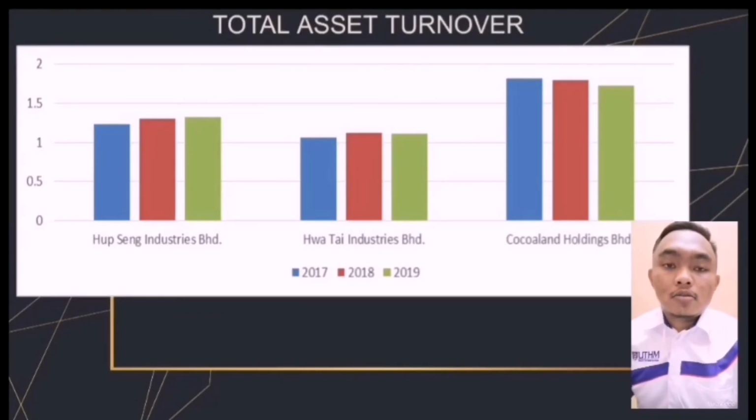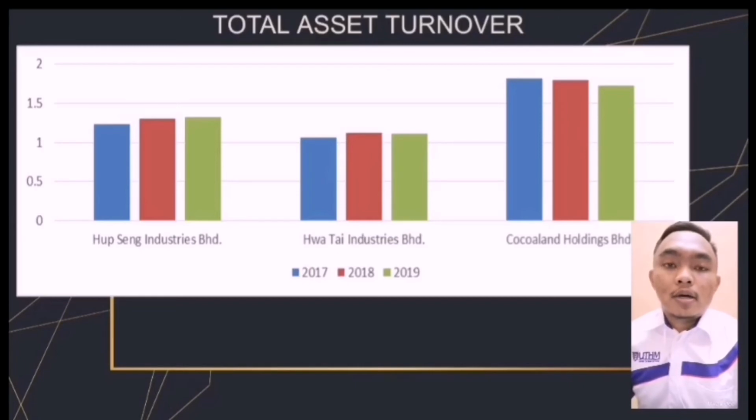The next is total asset turnover. From the graph, it shows the total asset turnover for Hap Seng Industries Berhad increased from 2017 until 2019. The graph in 2017 is 1.23, 2018 is 1.34, and 2019 is 1.32. Meanwhile, Watai Industries Berhad fluctuates year by year, but Cocoland Holding Berhad decreased year by year. The total asset turnover for Watai Industries Berhad is 1.06 for 2017, 1.12 for 2018, and 1.11 for 2019.